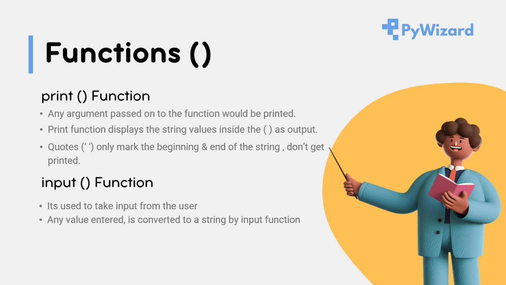What is a print function? Any argument that is passed to a print function will get printed, as the name suggests. The print function displays the string values inside the parentheses as an output. Please remember that the print function needs to be given a string value as an input. Only a string value, nothing else. And the single quotes only mark the beginning and the end of the string. They do not get printed.